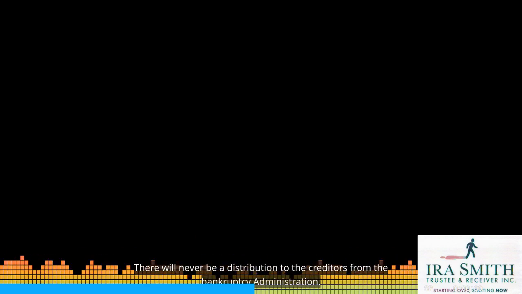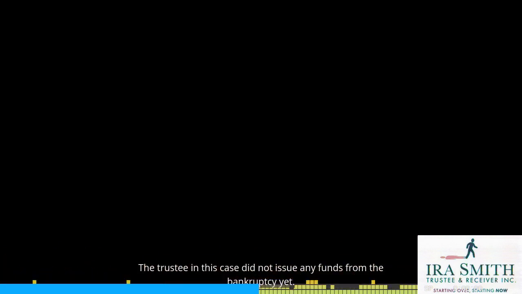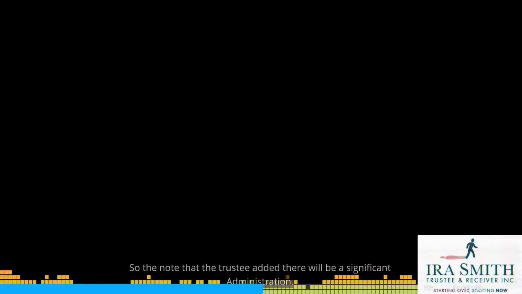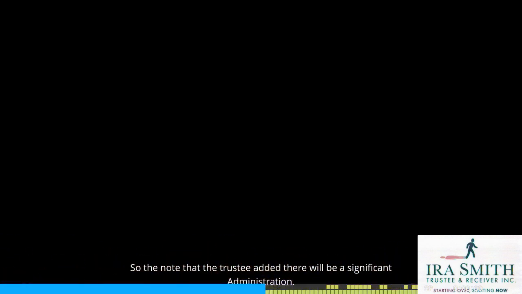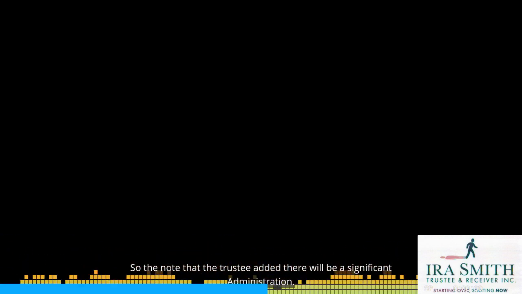The annulment of the bankruptcy takes place upon the approval or deemed approval by the court of the consumer proposal. There will never be a distribution to the creditors from the Bankruptcy Administration. The trustee in this case did not issue any funds from the bankruptcy, yet. So the note that the trustee added, "There will be a significant dividend paid from the Bankruptcy Administration," is problematic.